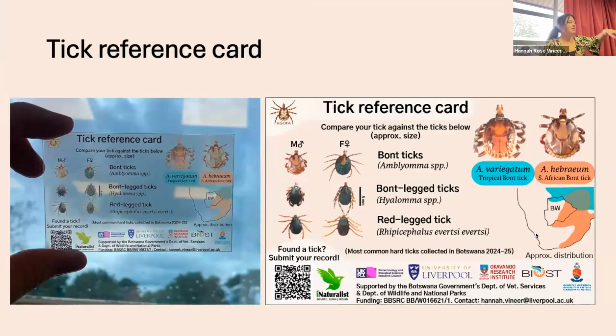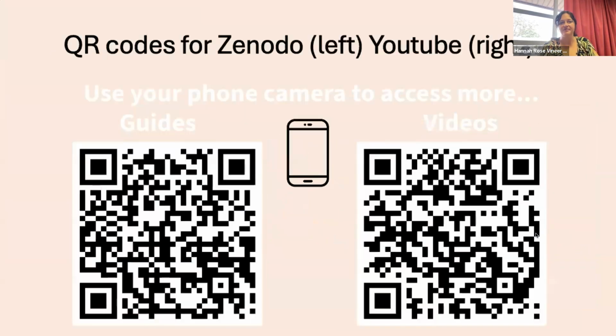And so these are the tick reference cards that we have provided just for people to get a quick reference of the most common ticks that we've found in our surveys. And also there's a link there if you wanted to submit a record. And it wasn't my idea to make them translucent. It was another group in the USA who've done the same for their ticks. And I thought it was a really good idea because you could just hold them up against the tick and compare them.